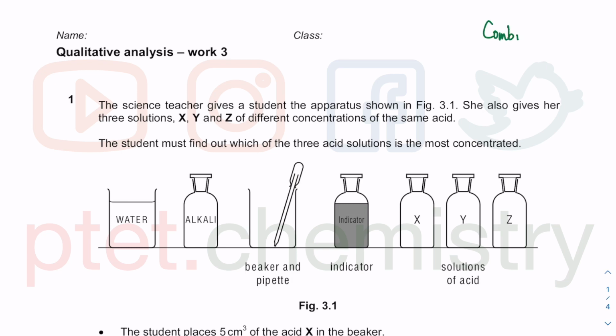In this tutorial video, we'll continue this work 3 tutorial for the combined science 14 to 16 years old GCSE, IGCSE O Level Chemistry contents for combined science students.